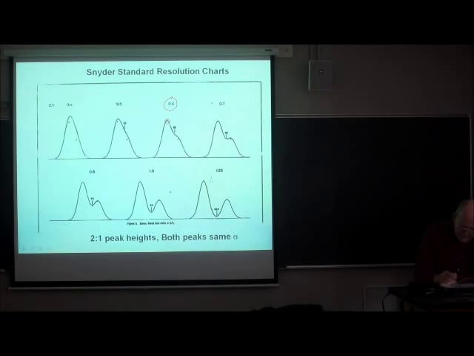Again, the dots mark the position of the true peaks. If they were perfectly well separated, the maxima would coincide with those dots. So in order to see a clear-cut minimum between the two peaks, for 2-to-1 peaks, you need a resolution somewhat greater than 0.6.